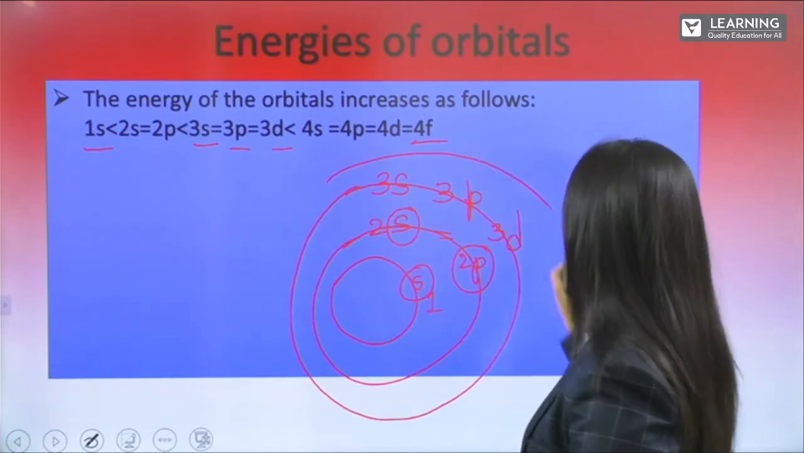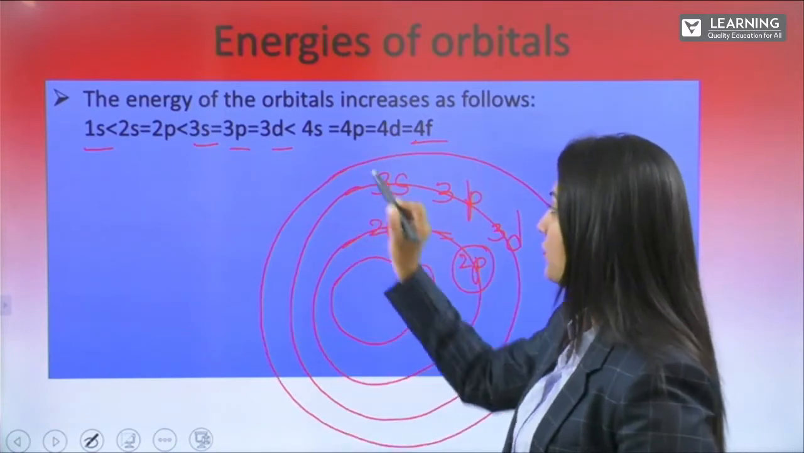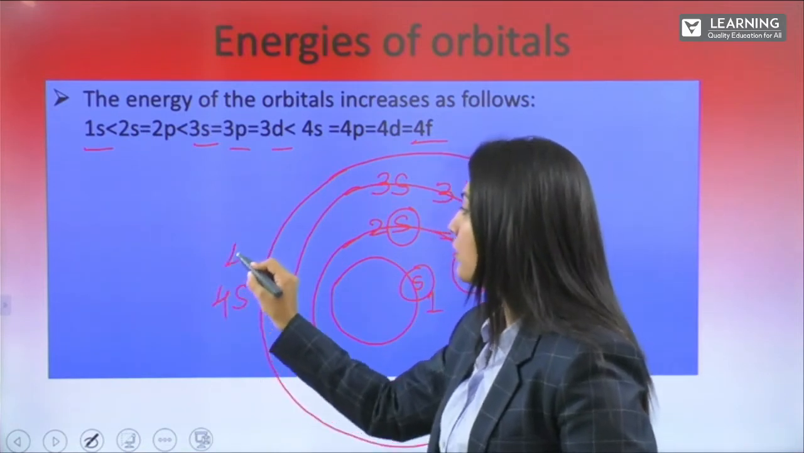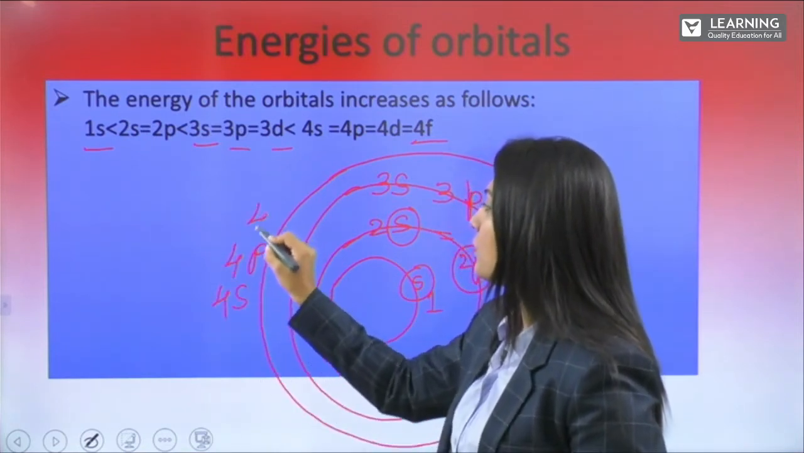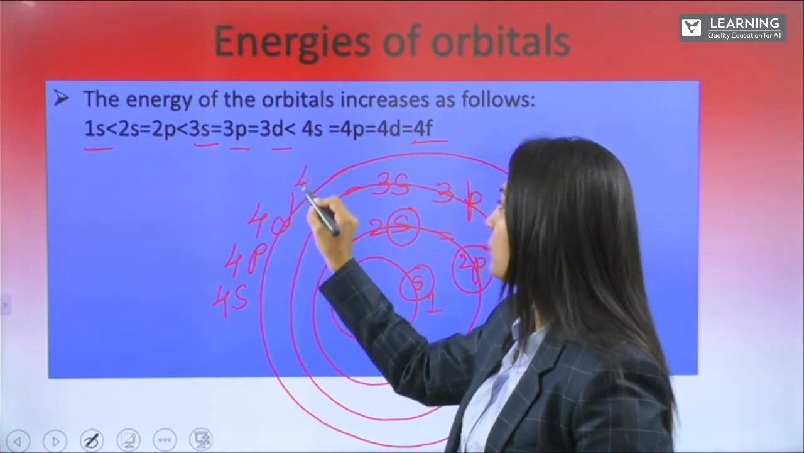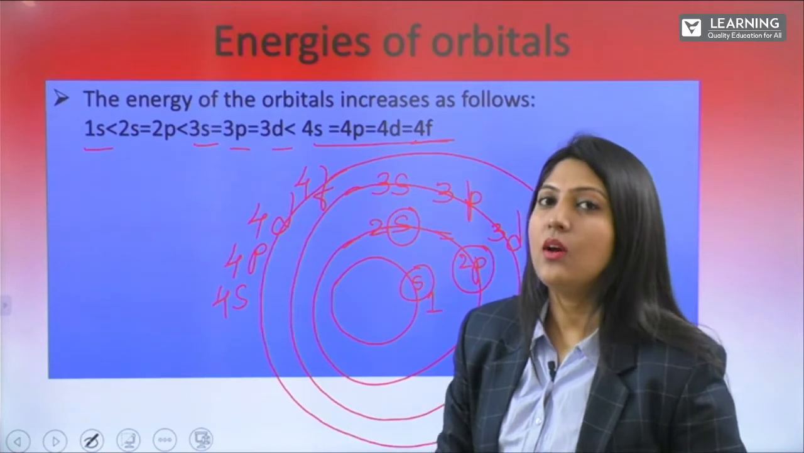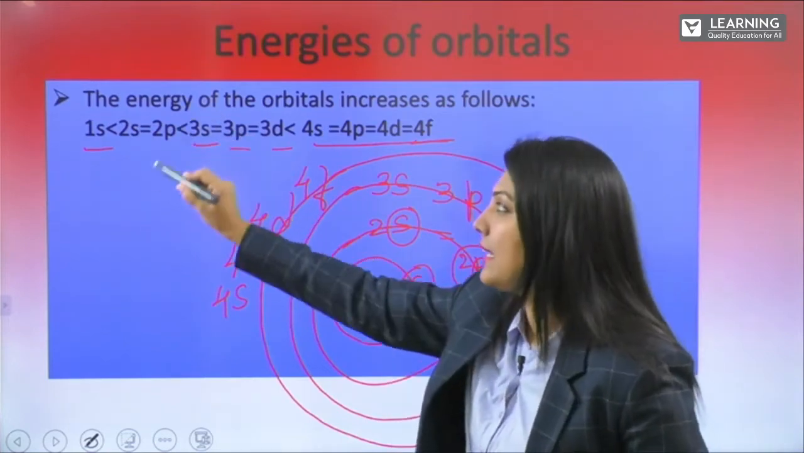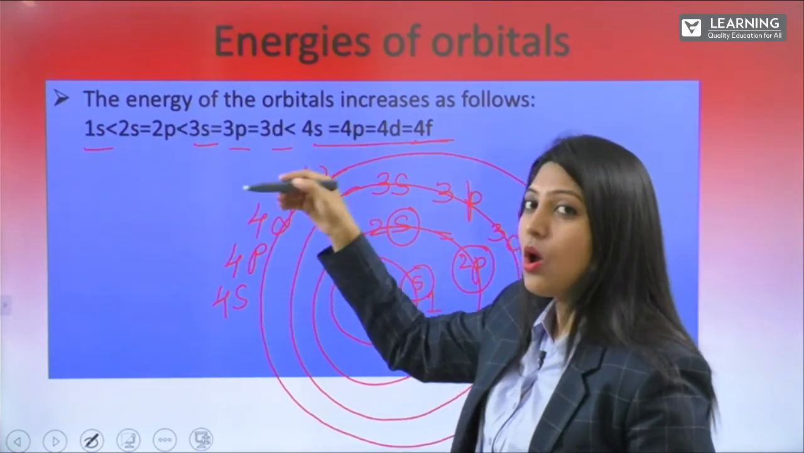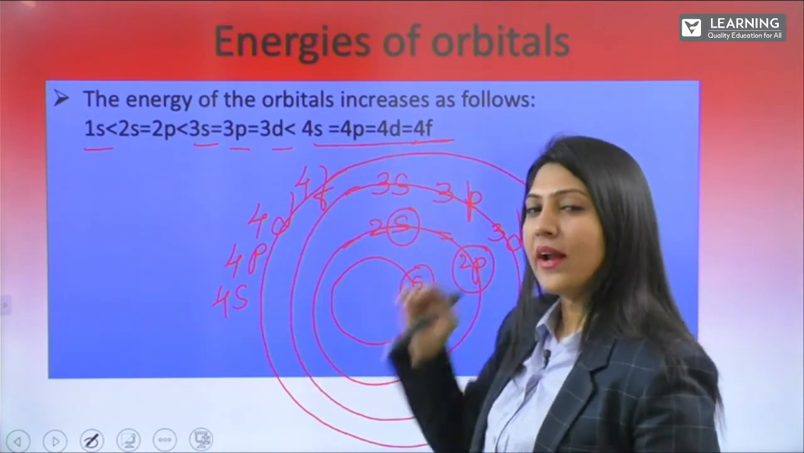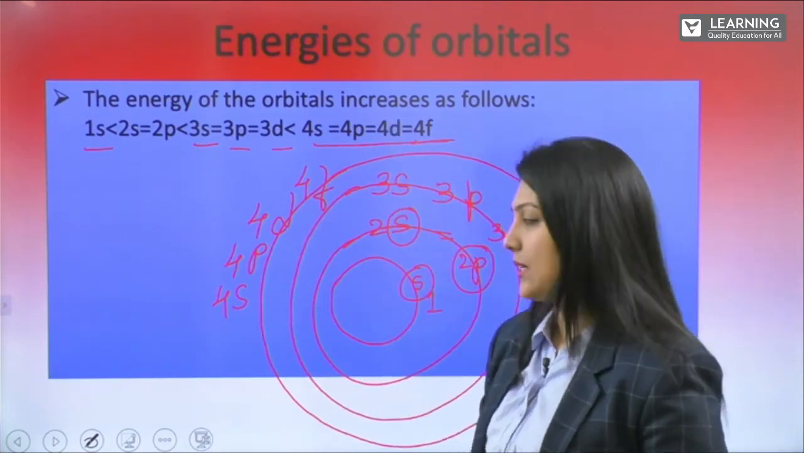Likewise, in the fourth orbit you will have 4s, 4p, 4d and 4f, as you can see here. Getting this point? What does this mean? The energy of the orbitals also increases as the principal quantum number increases.